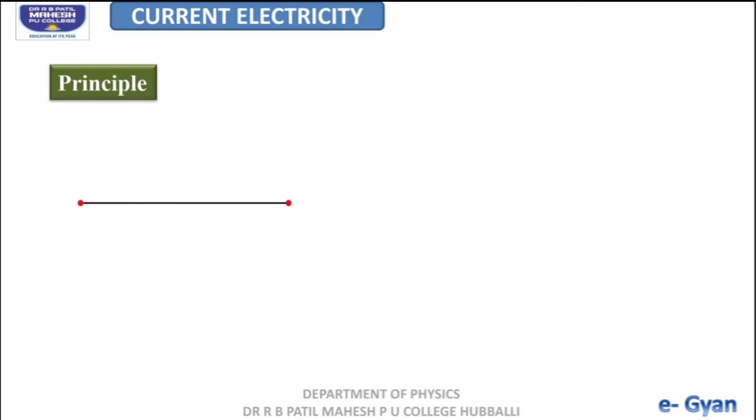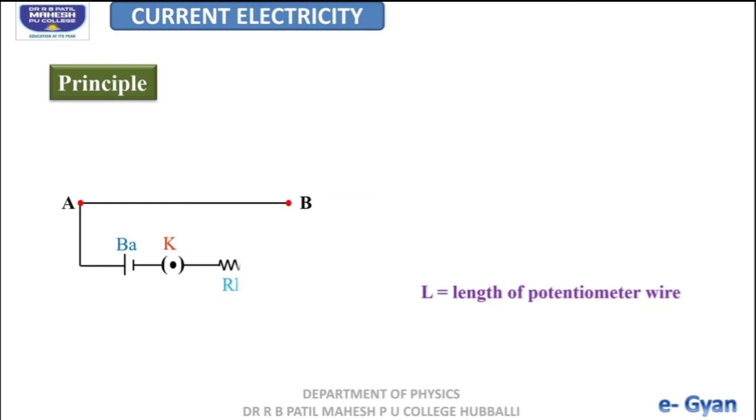We have a wire, and this wire is called potentiometer wire. A battery is connected across the potentiometer wire, and this circuit is called primary circuit. This is a battery. Positive of battery is connected at point A and negative is connected with key, other end of key to rheostat and upper end of rheostat to B. This circuit is called primary circuit, and rheostat will act as a potential divider or variable resistance.